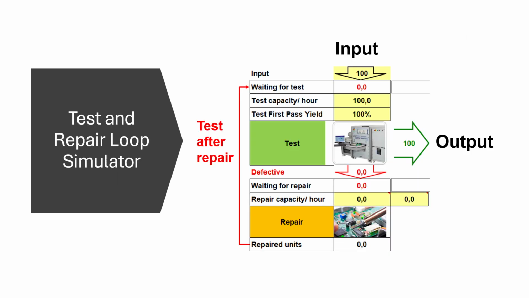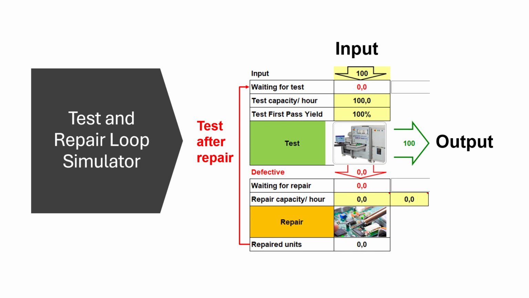You need a test and repair loop in a value stream to detect and repair defective units. The objective is to detect defective units as soon as possible to minimize the impact. Defects are typically produced upstream in the process. The critical metrics of these operations are test and repair capacities and test first pass yield, which depends on the quality level of the units received.